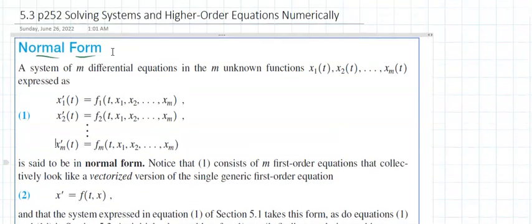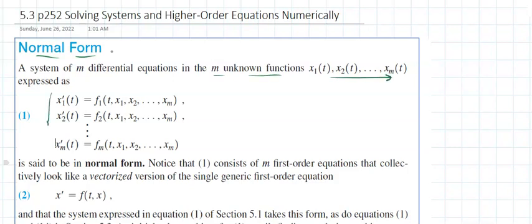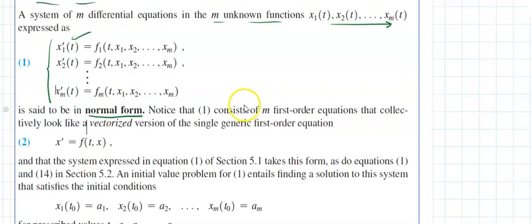A system of m differential equations and m unknown functions can be expressed as a first order in each of those. Now, if it has a higher order than that, you could still set it as a first order, and that allows you to solve it. If you could do that, we call that the normal form. Notice that equation 1 has m first order equations, and that collectively looks like a vectorized version of a single generic first order equation.